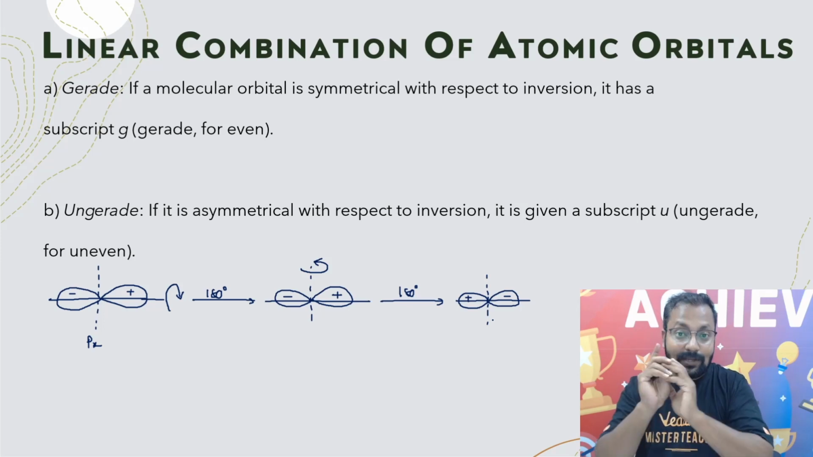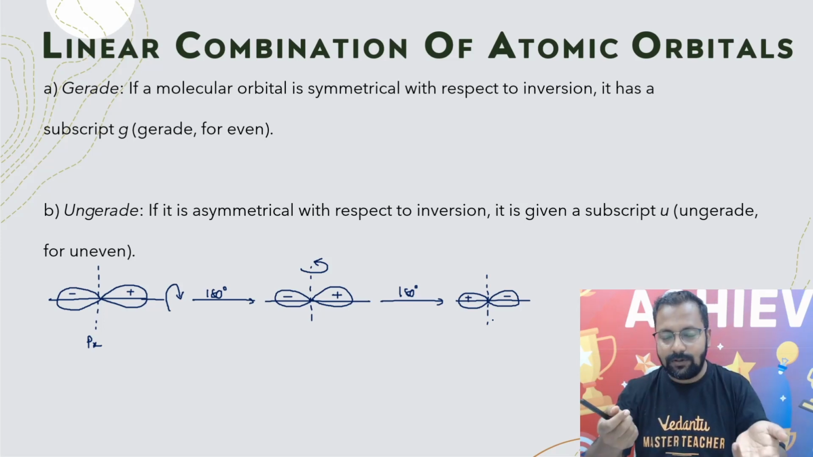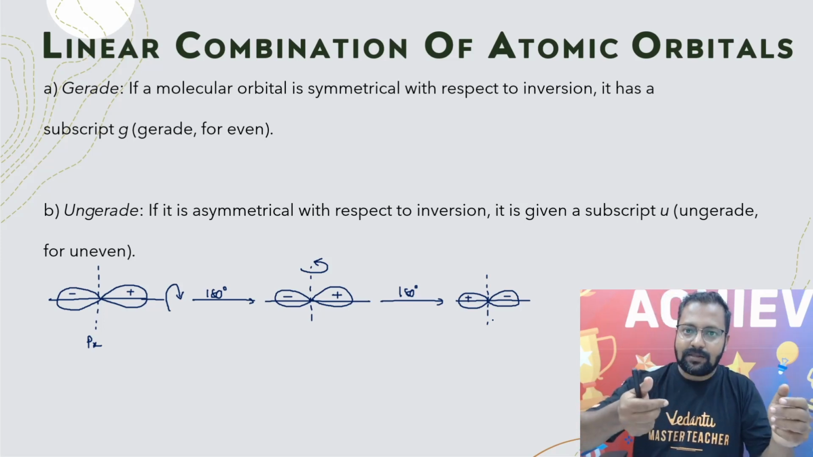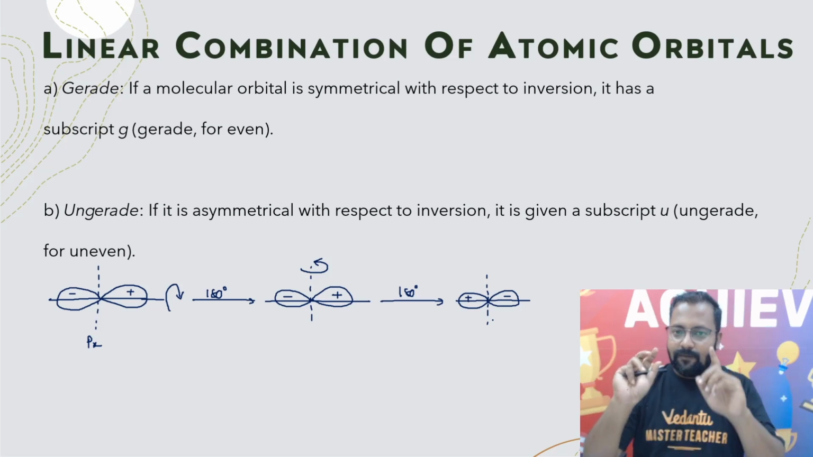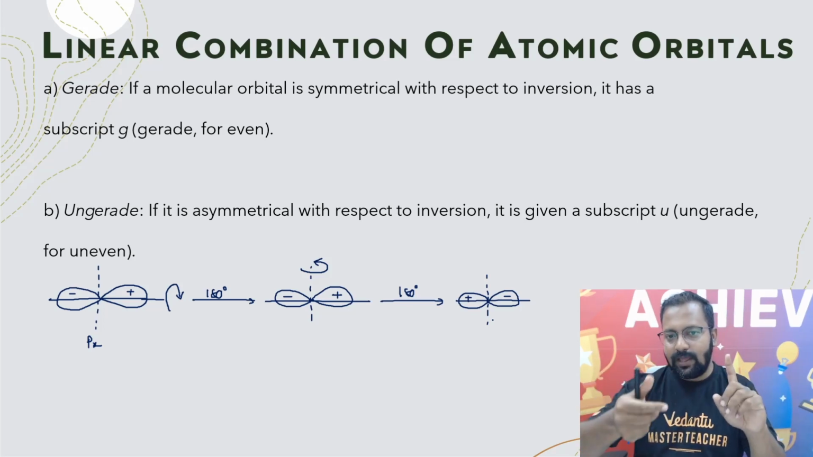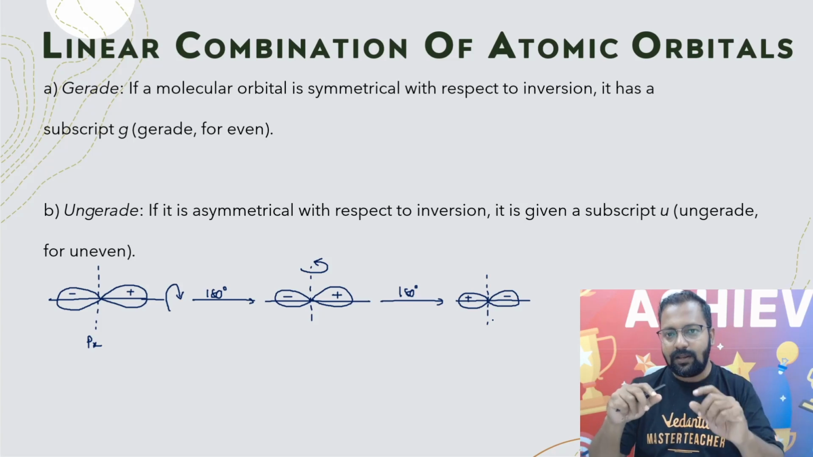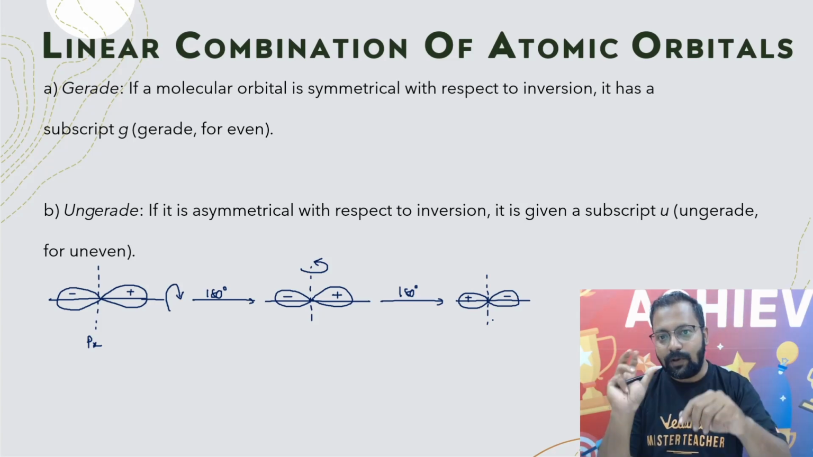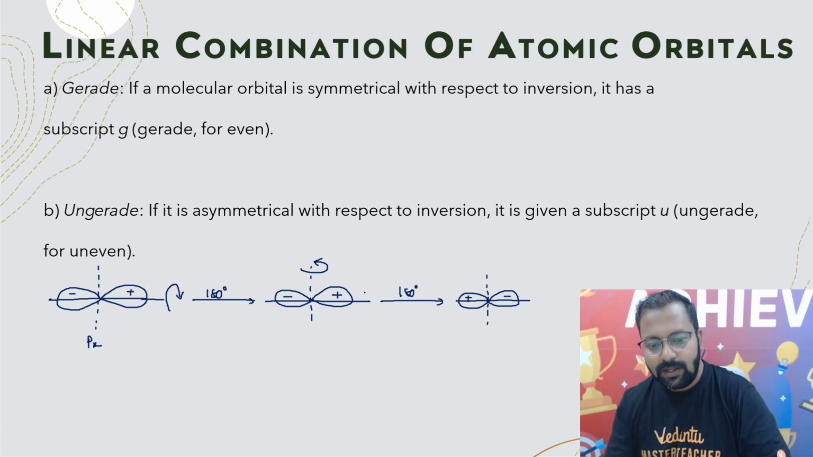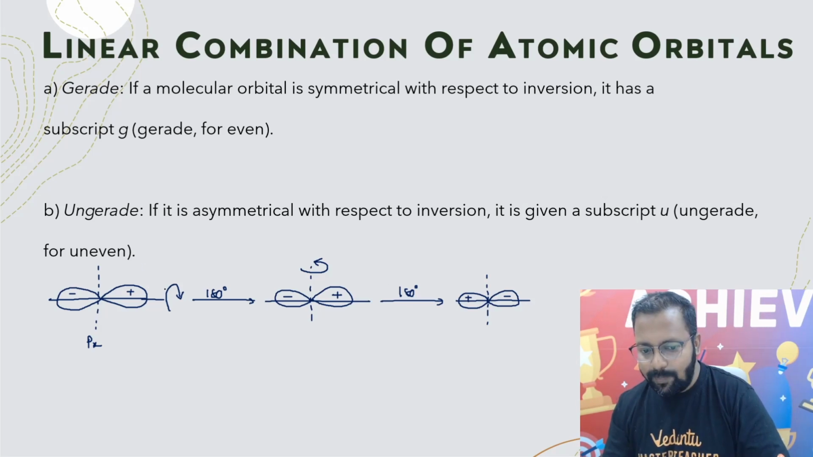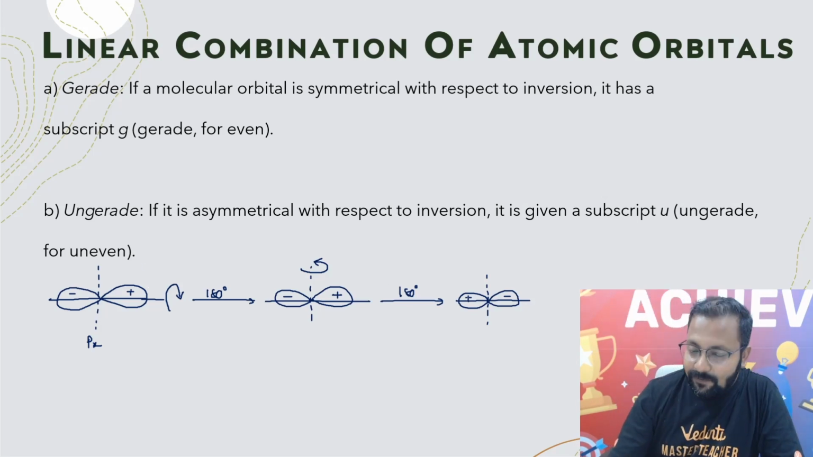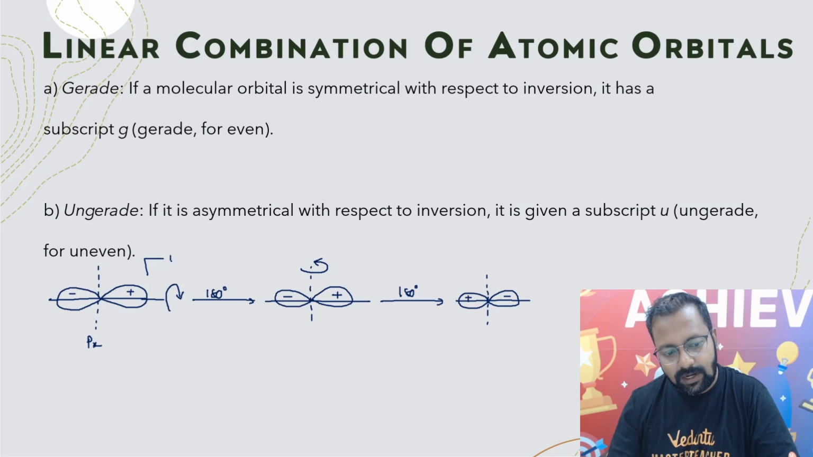Therefore, if the pictures are different by doing this operation, rotation about the axis, first is rotation about the axis on which the orbital is present, and then along an axis which is perpendicular to it. If the appearances are different, then it is called ungerade.